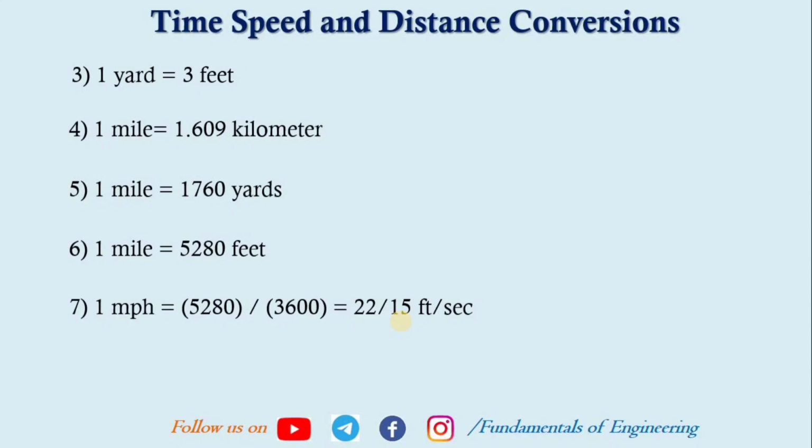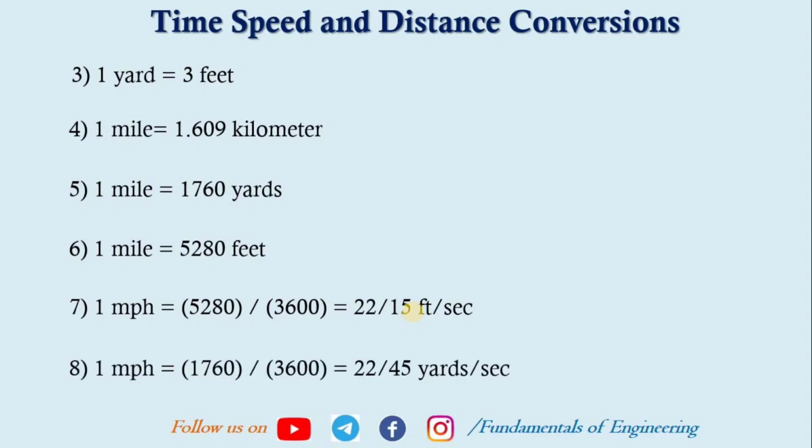Now miles per hour, if you want to convert into feet per second, what do we require? 1 mile is how many feet? 5280, divided by hour, which needs to be converted into seconds, so we divide by 3600. If you simplify, you will get the ratio 22 divided by 15. Just like we got 5 by 18 here, 1 mile per hour converted into feet per second is 22 divided by 15.